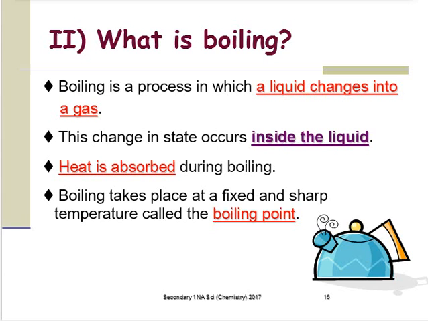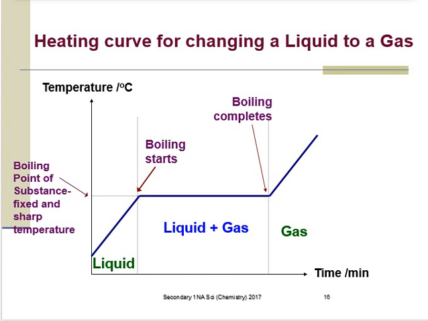This change occurs inside the liquid and heat is absorbed during boiling. And of course, similar to melting again, boiling takes place at a fixed and sharp temperature, and this temperature is called the boiling point. Now, let us take a look at the heating curve for changing a liquid to a gas.